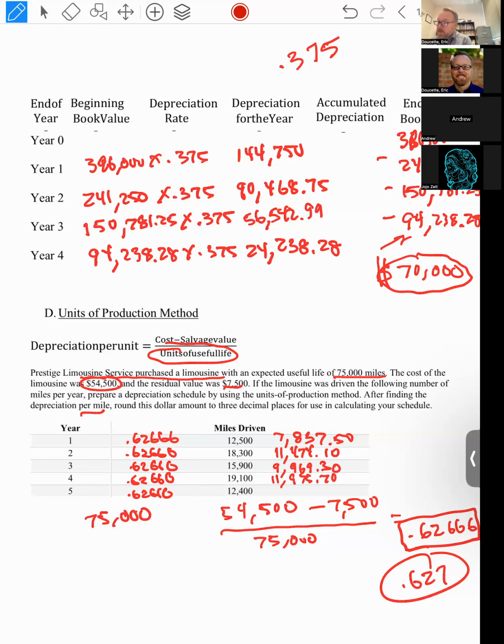And then in year 5, I drove 12,400 miles. That was almost the least. That's going to be $5,743.40. Actually, it's going to be less than that because it's less than the actual amount that this would be, because we have to have $7,500 left when we do the math.